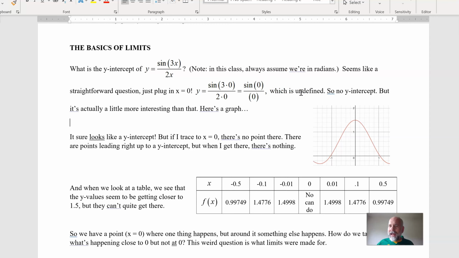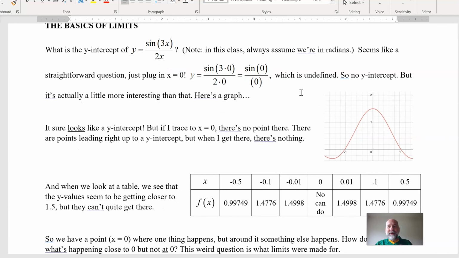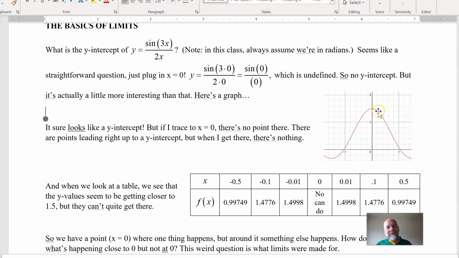But if you look at the graph, it's a little more interesting than it might seem otherwise. Because when you look at the graph, boy, it looks like there's a y-intercept. I mean, here's the graph of this thing. I graphed it in Desmos, and wow, it looks like there's a y-intercept of, I don't know, about 1.5. And yeah, it seems like it.